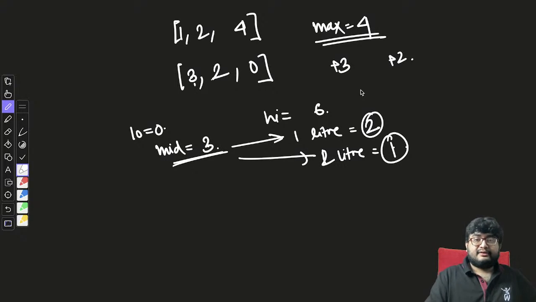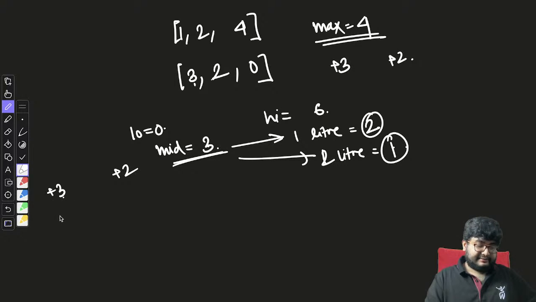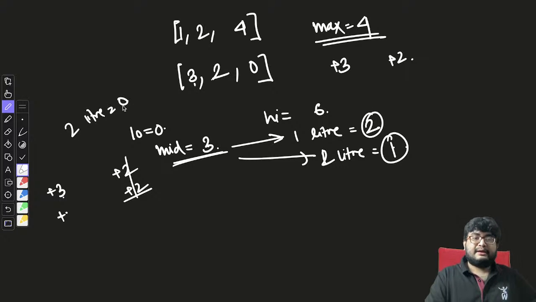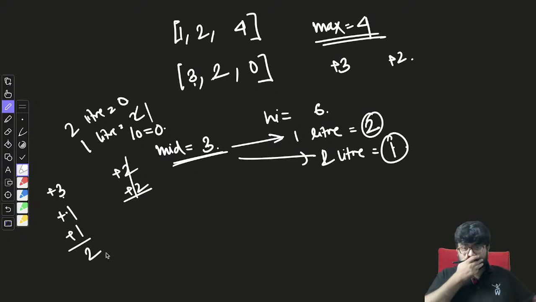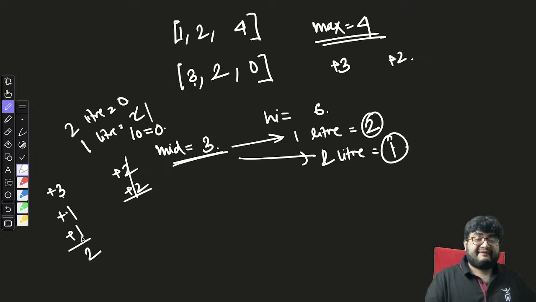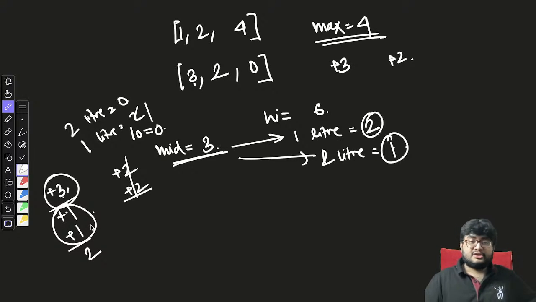Let's say we add plus 3. We have plus 3 here, plus 2 here. We add plus 2 here, so this part is settled. The 2 liter move becomes 0, and the 1 liter moves are 2. So we do plus 1 here, it becomes 1, and we do plus 1 here, it becomes 2. So we still have a difference of 1, right? We needed to make 3 and 2, we got plus 1 and plus 2. So we still have a difference of 1. So we will say that with 3 moves, we cannot make it.